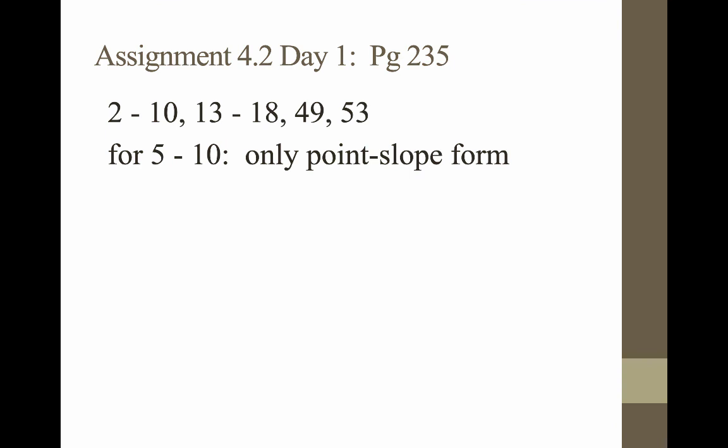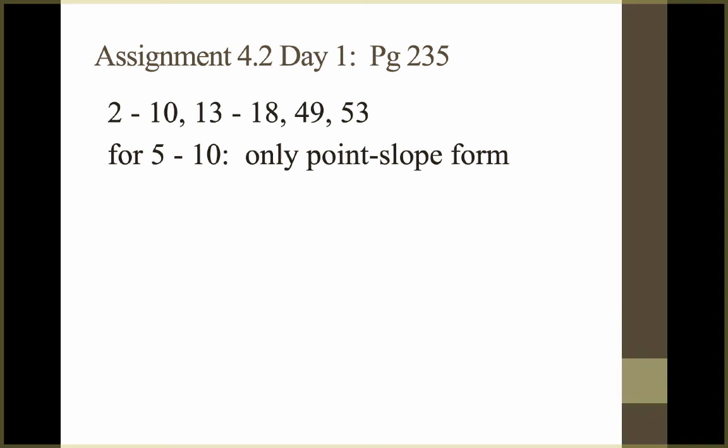All right, so that is it for 4.2 day 1, point-slope form. The biggest thing to remember is the form of the equation is y minus the y coordinate equals m, and then x minus the x coordinate. On today's assignment for questions 5 through 10, only give me the point-slope form. It is going to ask you to write them in standard form and slope-intercept, but for today, for 5 through 10, just give me the point-slope form.